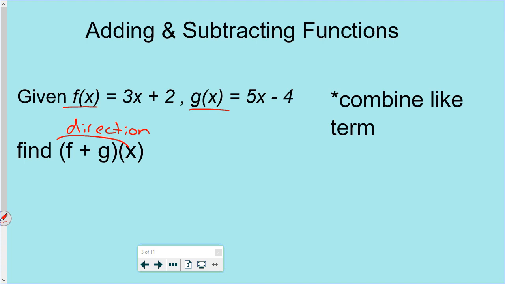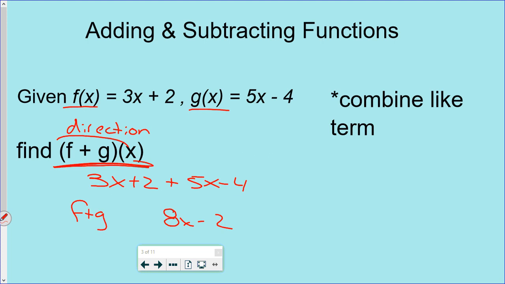So it tells us right here, where do we start? We start with f of x. So we start with 3x plus 2. Then we are adding the g of x function, which is 5x minus 4. And then all we have to do here is combine like terms. So easy enough, 3x and 5x is 8x, 2 and negative 4 is negative 2. However, you want to make sure you are actually naming the new function as f plus g of x.